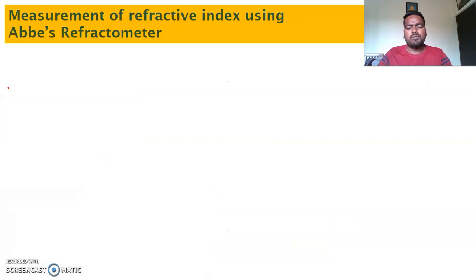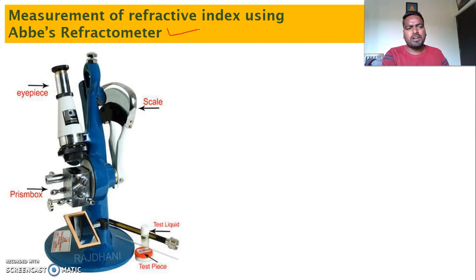And now, measurement of refractive index. The refractive index of a given liquid can be measured with the help of an instrument called the Abbe's Refractometer. So this is the Abbe's Refractometer. Before understanding the measurement of refractive index using the Abbe's Refractometer, you must know the Abbe's Refractometer.